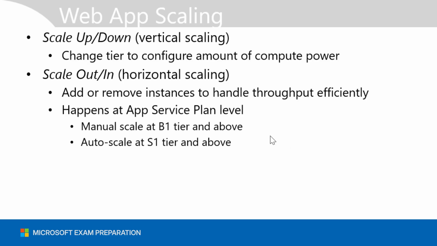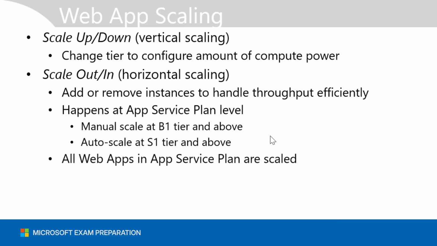So scaling out and in happens at the app service plan level, as we'll see, and it's available at certain tiers but not all. So the manual scaling is available at the B1 tier and above, and I'll describe some of those in a moment. The auto scaling is available at a higher tier, S1 and above. So B stands for basic, S stands for standard.